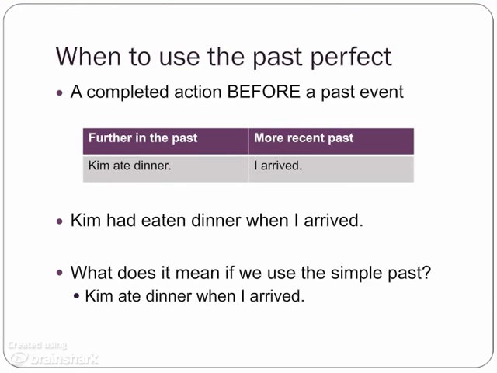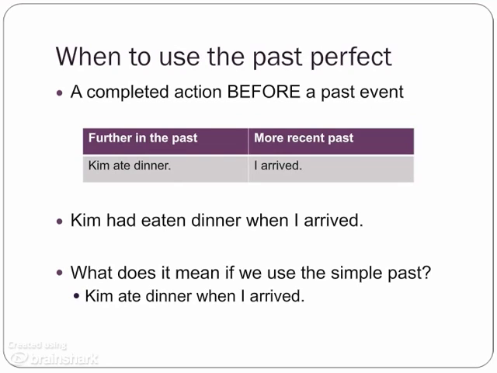Okay, first of all, a completed action before a past event when we use the past perfect. In this situation, imagine you have two events, both of them completed. Both things have happened in the past. One of these happened further back in the past. They were longer ago than the other. We can describe both of these events using the simple past initially. Kim ate dinner. I arrived. These are two events, both of which are completed.